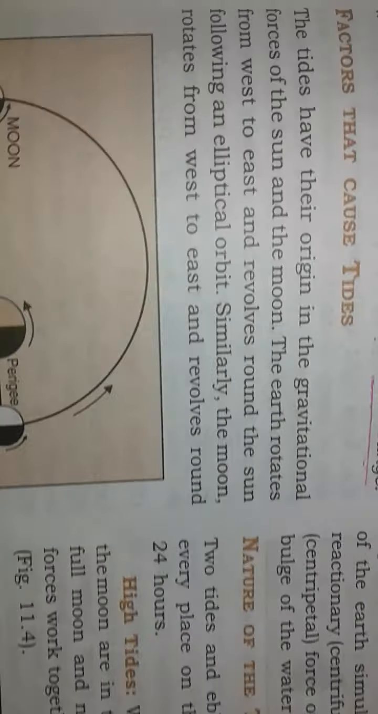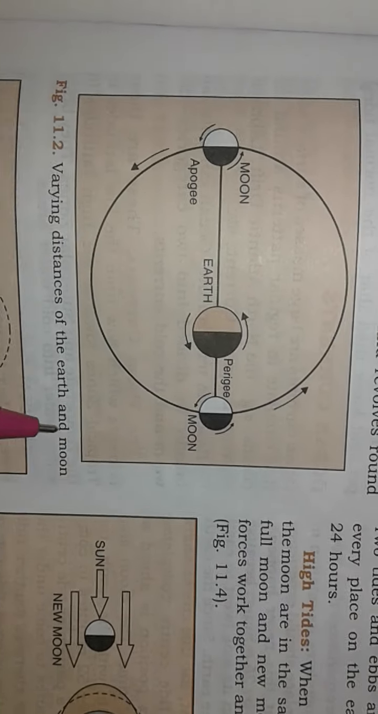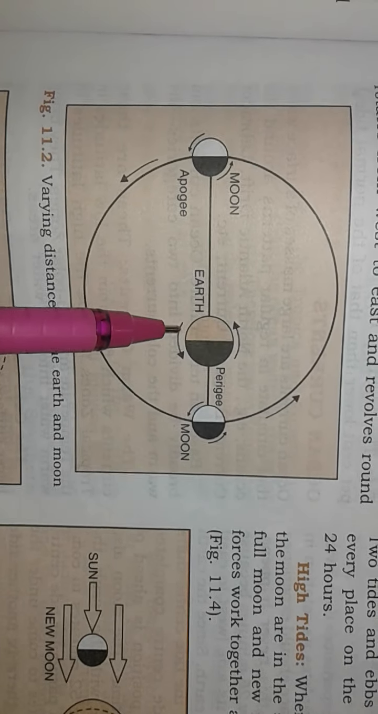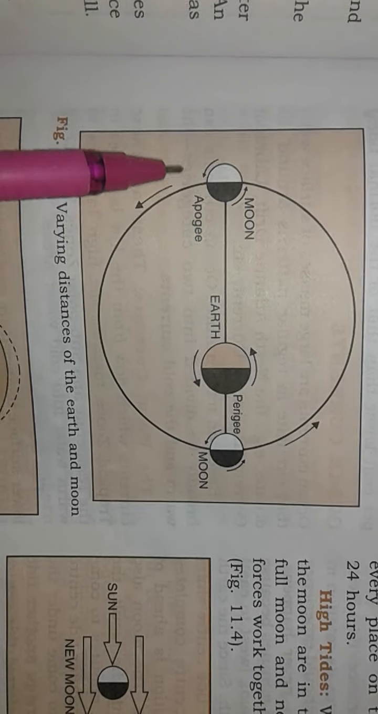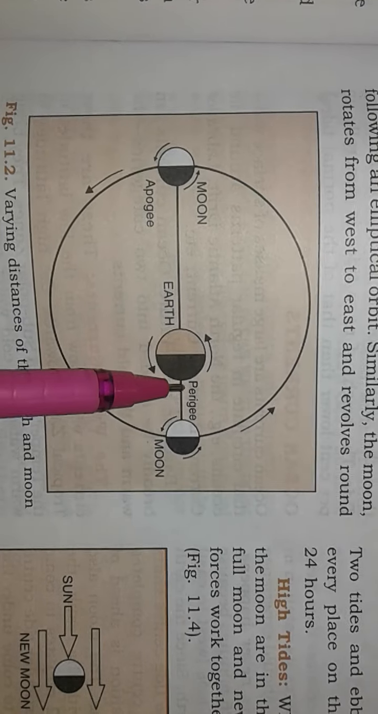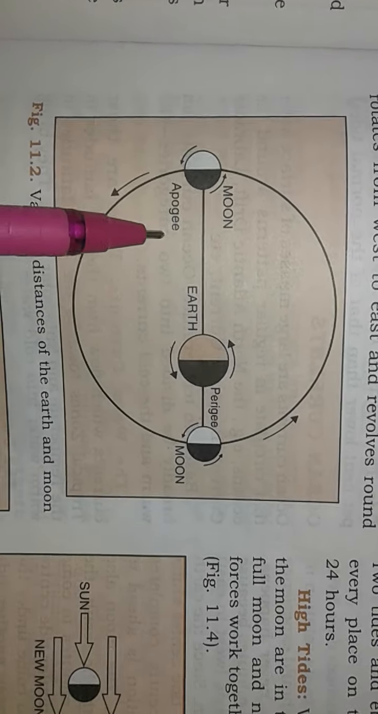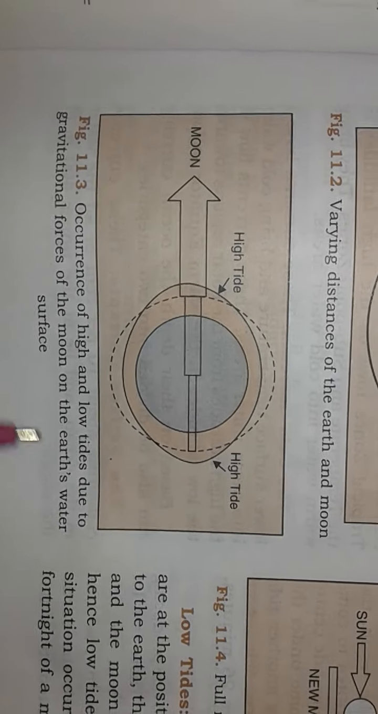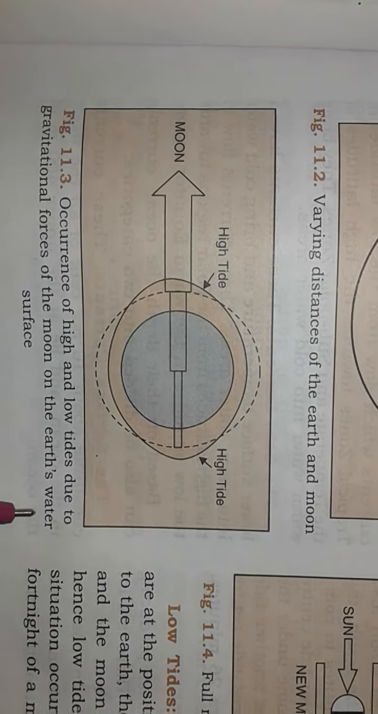All of you see the diagram here, showing the varying distance of the earth and the moon. Here the moon is nearer to the earth, so high tide will be formed. Like that, at apogee the distance between the earth and the moon will be more. When the distance is less, it is perigee, and when the distance is more, it is called apogee. Now we will discuss the occurrence of high and low tide due to the gravitational force of the moon on the surface of the earth's water.